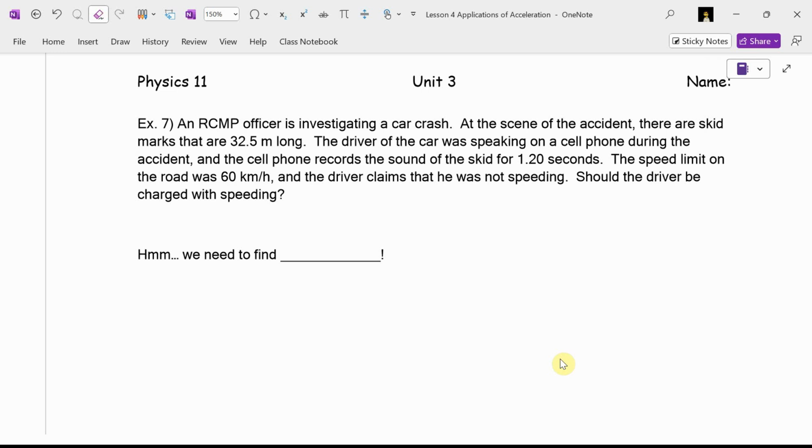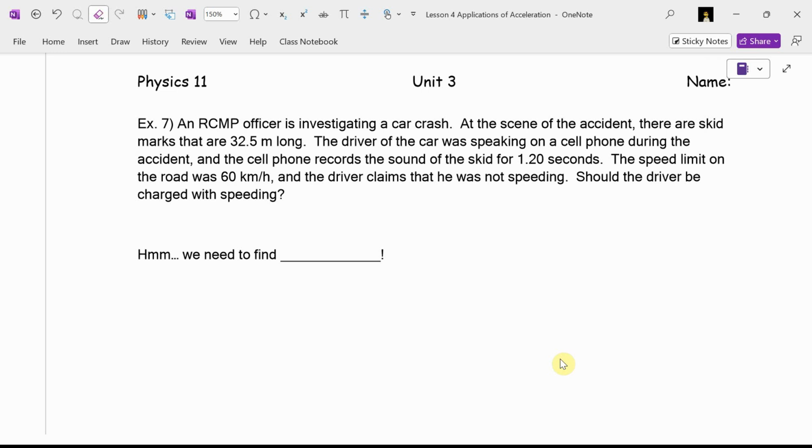So here's an example. An RCMP officer is investigating a car crash. At the scene of the accident, there are skid marks that are 32.5 meters long. The driver of the car was speaking on a cell phone during the accident, and the cell phone records the sound of the skid for 1.2 seconds. The speed limit on the road is 60 kilometers per hour. The driver claims he was not speeding. We have no witnesses. Should the driver be charged with speeding?